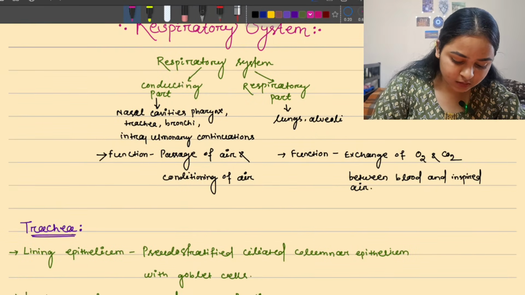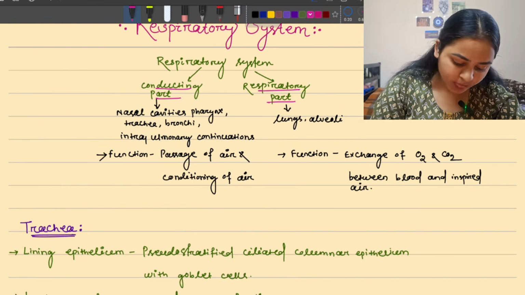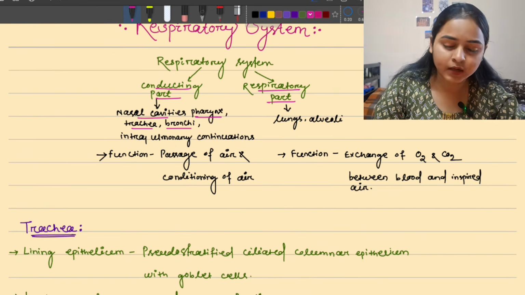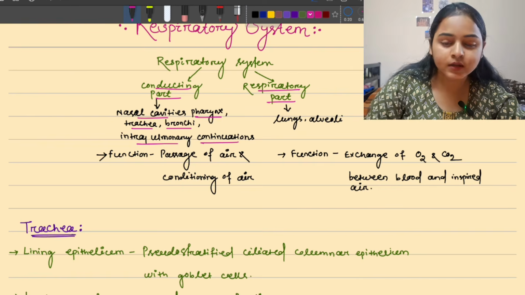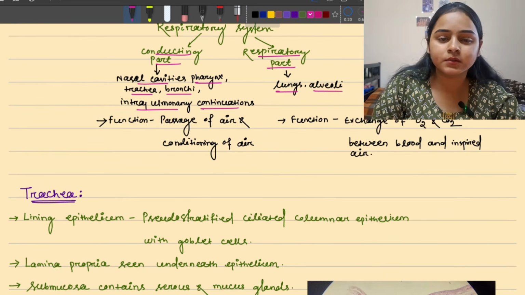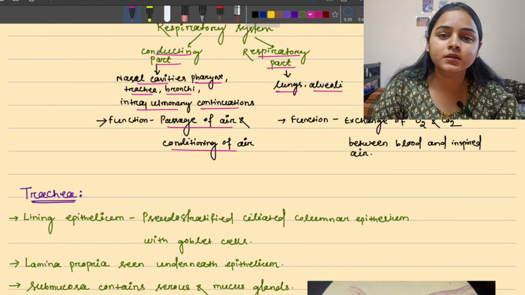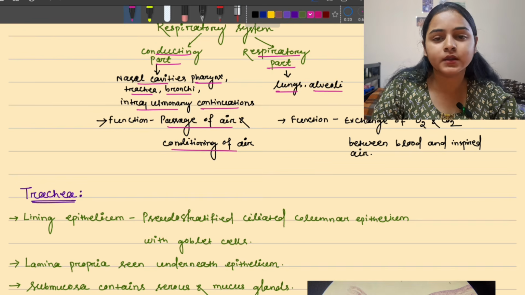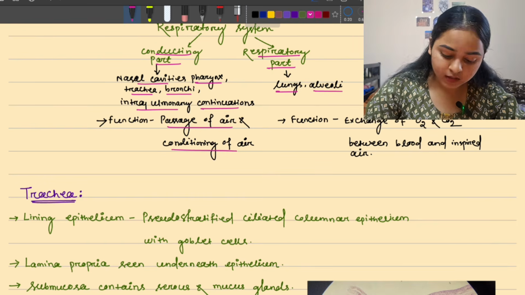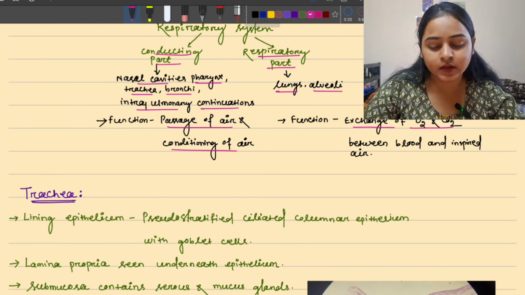The respiratory system consists of two parts, that is the conducting part and the respiratory part. The conducting part includes the nasal cavities, pharynx, trachea, bronchi and the intrapulmonary continuations. The respiratory part includes the lungs and alveoli. So what is the function of the conducting part? It is the passage of air and the conditioning of air. Conditioning of air means to maintain the humidity and the temperature of the inspired air. And what is the function of the respiratory part? It is the exchange of oxygen and carbon dioxide between the blood and the inspired air.